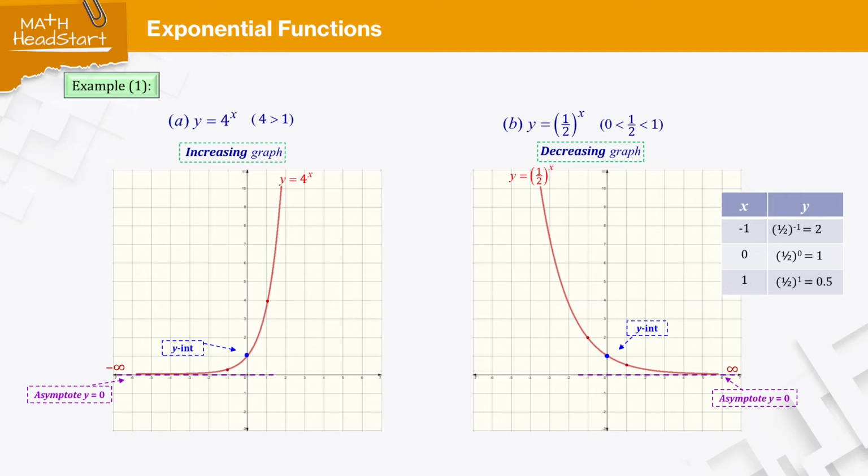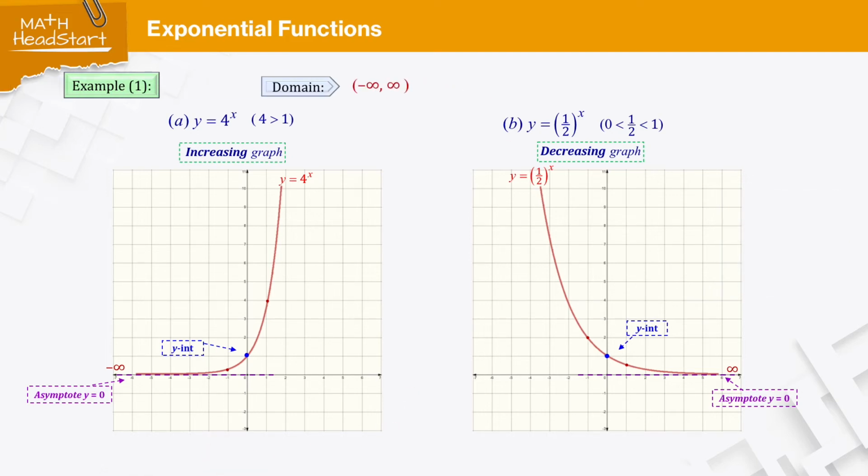For either case, the domain is negative infinity to positive infinity, and the range goes from 0 to positive infinity, not including 0. There are no x-intercepts since the x-axis becomes an asymptote for either graph.